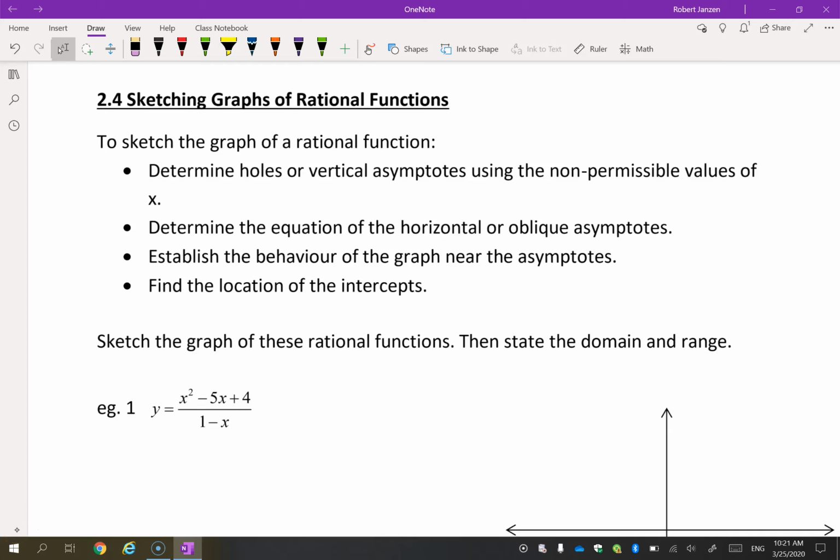All right, we're now into the last lesson for this unit, putting it all together for sketching the graphs of rational functions. Okay, so we've got all kinds of things we need to do here. We've already talked about determining the holes and vertical asymptotes. We've already talked about how to find the equation of the horizontal or oblique asymptotes. Now what we need to do is figure out the behavior of the graphs. So this has to do with making a sign diagram, and we also have to find the intercepts.